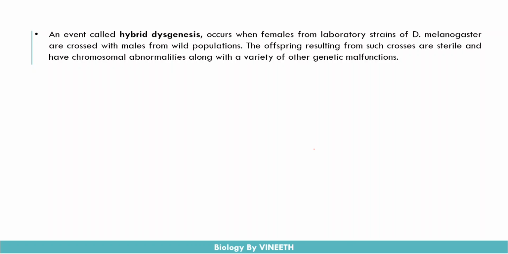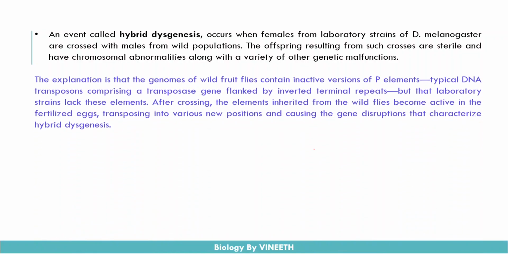So when you cross the females from laboratory strains of D. melanogaster, or Drosophila melanogaster, with the males of wild populations, the offspring you get in the F1 generation will be sterile. This is due to a lot of genetic malfunctions or chromosomal abnormalities, where the P elements, because of their robust transposition activities, cause a lot of insertions and chromosomal abnormalities in the offspring. So that is what happens.